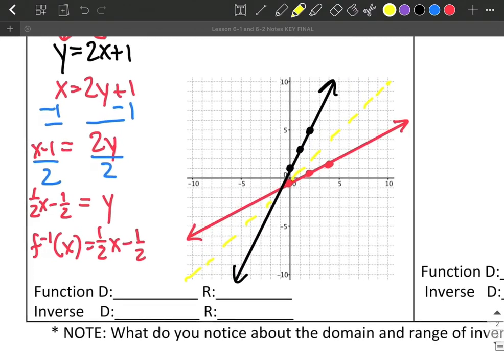The function, the original function, the domain was all real numbers. It's negative infinity to positive infinity. The range as well is negative infinity to positive infinity. All x values and all y values are included, all real numbers. The inverse, if I look at the red function, the domain, again, is negative infinity to positive infinity. And the range, negative infinity to positive infinity.